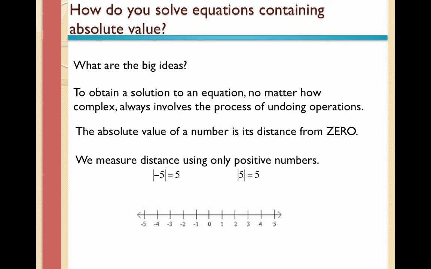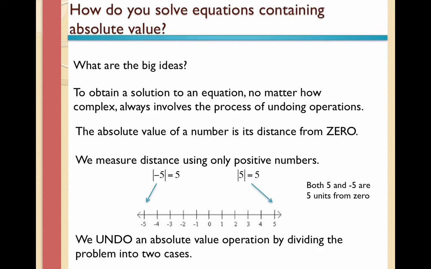The absolute value of -5 is 5, and that's because -5 is 5 units from 0. The absolute value of +5 is 5, because 5 is 5 units from 0. So both 5 and -5 are 5 units from 0. And finally, the last thing to know about absolute value is that we can undo an absolute value operation by dividing the problem into two cases.